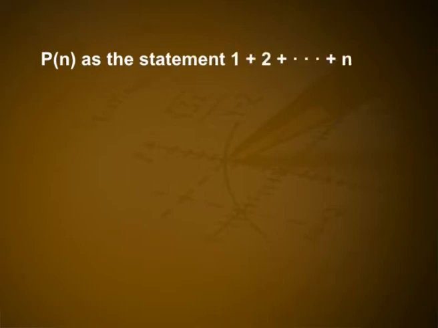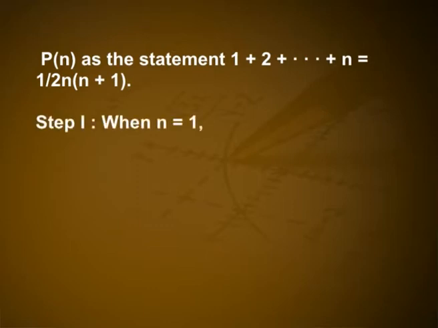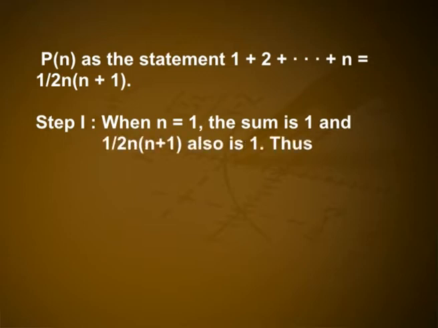Example: the principle of mathematical induction is used to prove that the sum of the first n natural numbers is half into n into n plus 1. Take P of n as the statement 1 plus 2 plus etc. plus n equals half into n into n plus 1. Step 1. When n equals 1, the sum is 1 and half into 1 into 1 plus 1 also is 1. Thus, P of 1 is true.